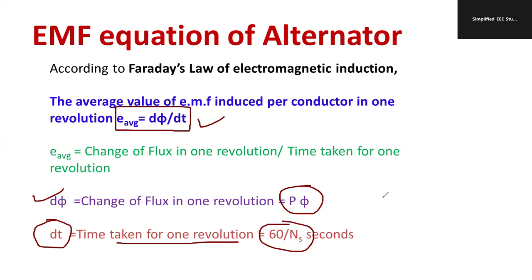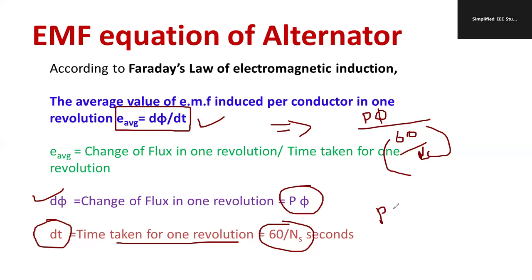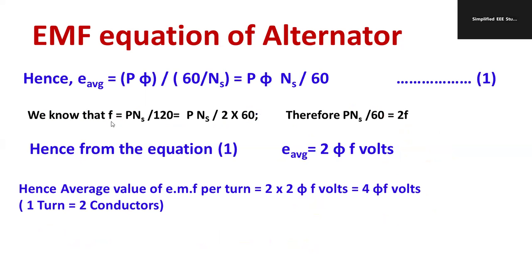Now you have to calculate the E average. How to calculate the E average? So d phi is nothing but P phi divided by 60 divided by Ns. Now you are supposed to multiply with the reciprocal. That means P phi into Ns by 60. I'll be showing you the same result in the next slide. So let us move on. E average, P phi divided by 60 by Ns, that is nothing but P phi Ns divided by 60. I request you to call this E average equation as the first equation.